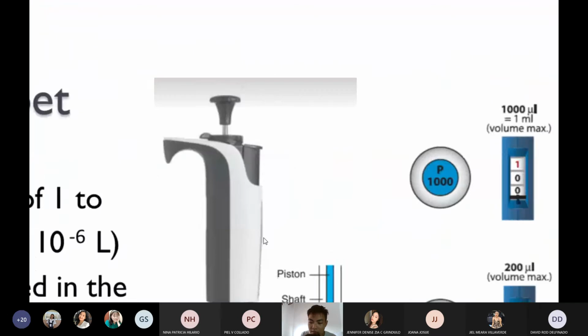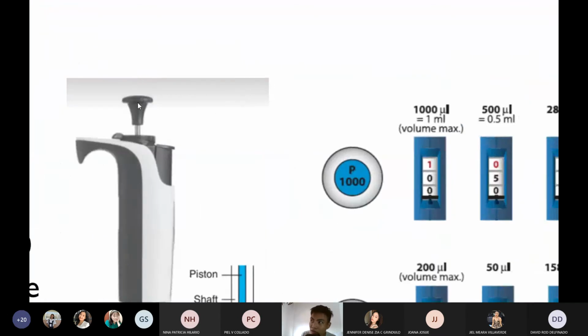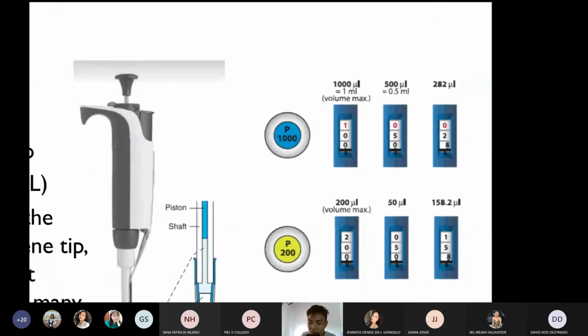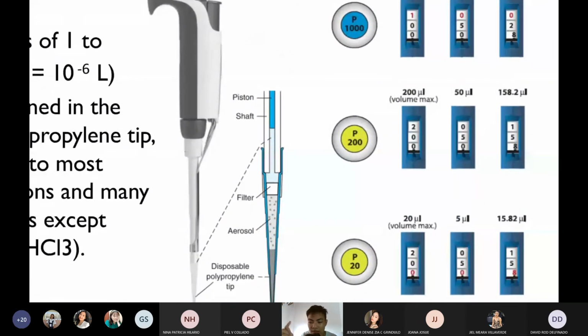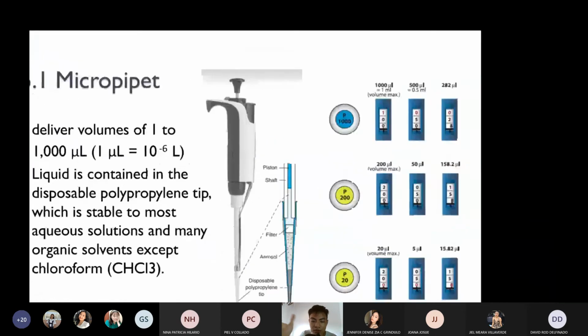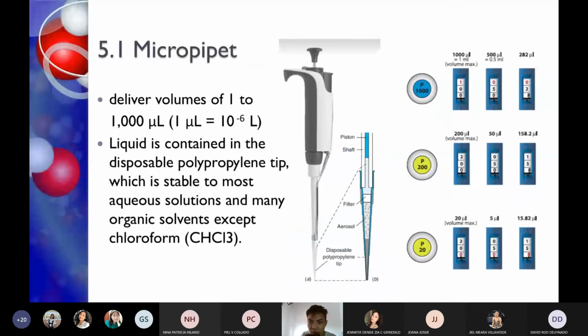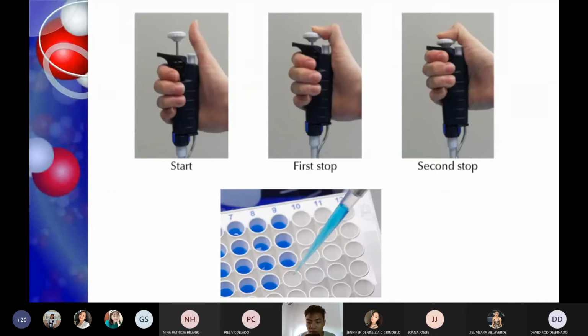Then, ito sa gilid niyan, itong taas na to, pwede mo yan iikot, no? Iniikot yan to adjust kung anong volume yung gusto mo i-transfer. So, iikot mo lang yan, mag-a-adjust yung volume, then, once you set your desired volume na gusto mo i-transfer, you have to press it, tapos, i-release mo yon to suck out the liquid from your solution.